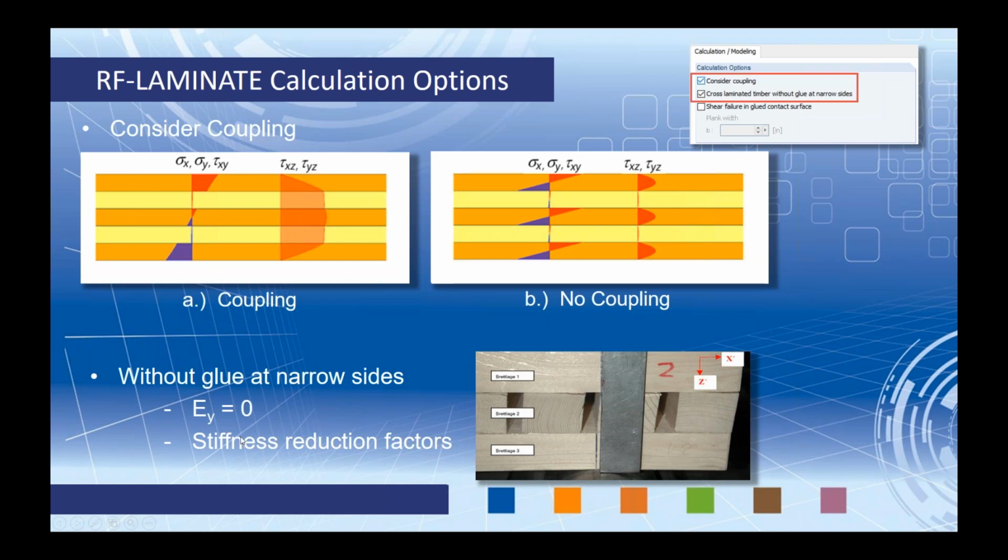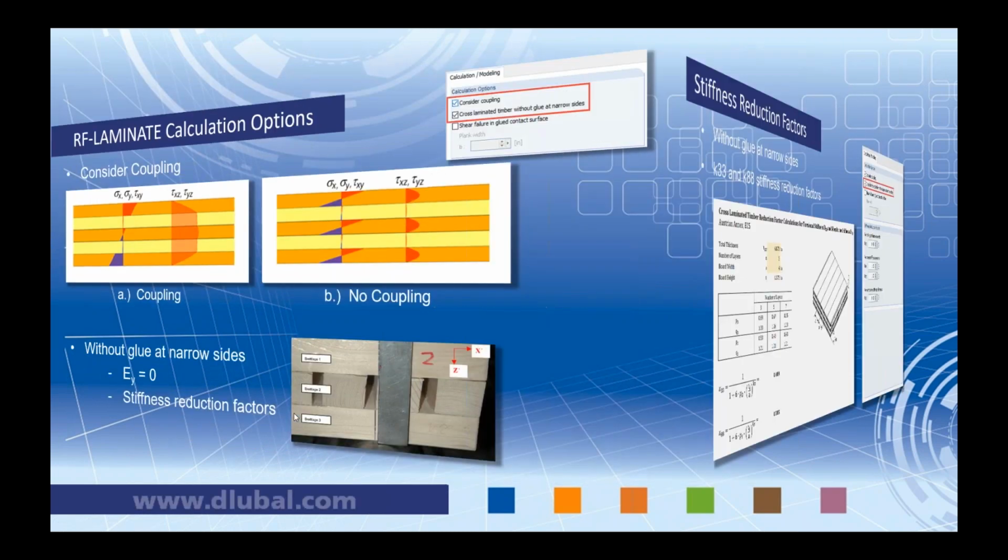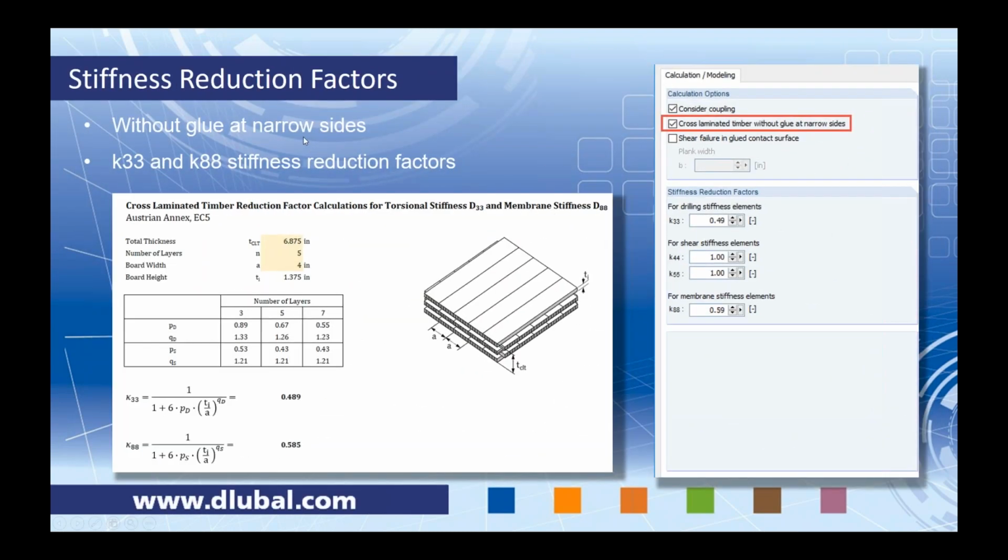Now, with that said, those stiffness reduction factors also need to be adjusted. So that will take us to our next slide. Without glue at the narrow sides, it is strongly recommended that your K33 and K88 stiffness reduction factors be modified. K33 is for torsional stiffness, and K88 is for our in-plane stiffness. Now, what's interesting is that the NDS and the CLT handbook really don't give much information on how these should be reduced when we don't have glue at the narrow sides. So what I did is I went ahead and pulled this information from the Austrian Annex, which is the Eurocode EC5.